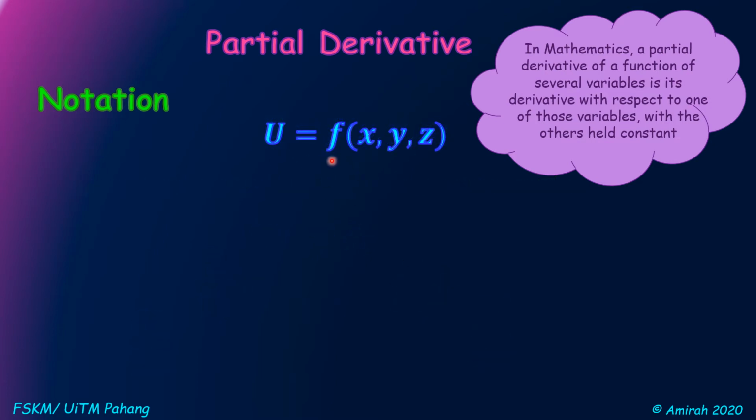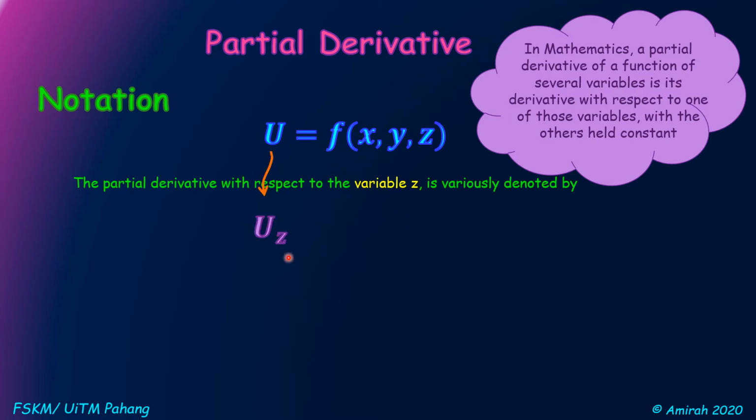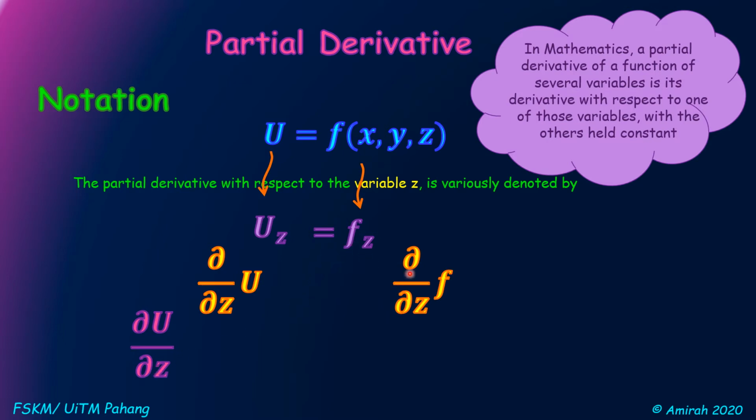If we have function u equals f(x, y, z), meaning the function of three variables, we can also have the partial derivative with respect to the variable z, and it is variously denoted by uz or fz. Okay? Or we can write del u over del z or del u in numerator over del z. For function f, we can write del f over del z or del f in numerator over del z. These are the symbols used to represent partial derivative with respect to the variable z. Alright?